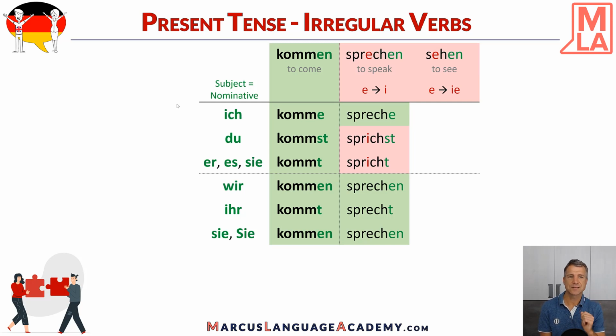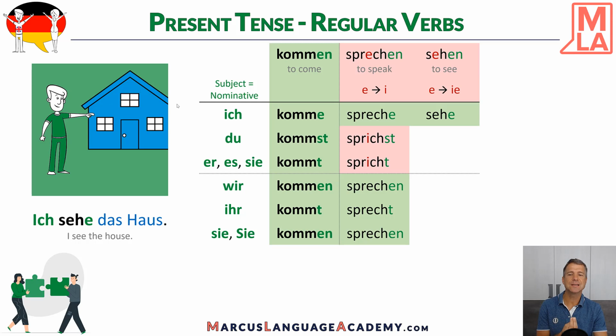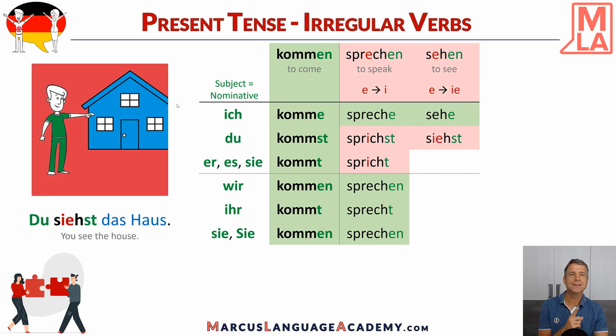Here we have another example. Sehen, to see. And here the E of the root of the verb changes to IE, to a long I. But it applies the same idea. First person, ich sehe. It's regular. Ich sehe das Haus. I see the house. Okay? Regular. Second person, irregular. Du siehst das Haus. You see the house.